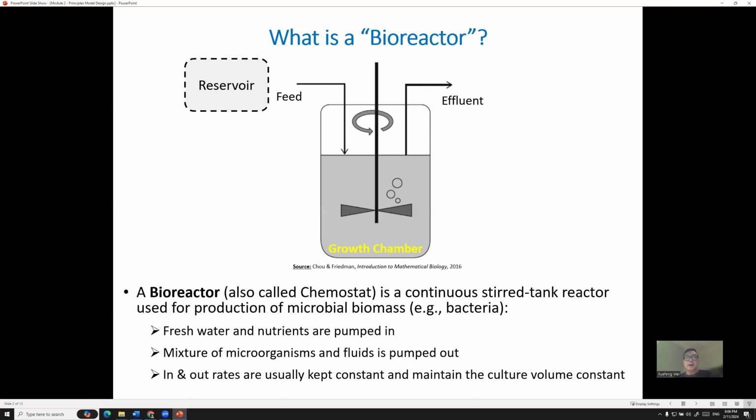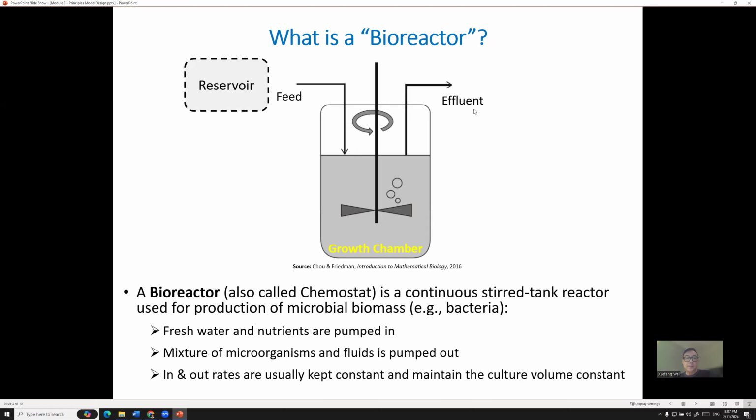It consists of a freshwater and nutrient reservoir connected to a growth chamber, or we also call it a reactor, filled with microorganisms. The mixture of freshwater and nutrients is pumped continuously from the reservoir to the reactor chamber, providing feed to the microorganisms. And the mixture of the culture and fluid in the growth chamber is continuously pumped out and collected. It's called effluent here.